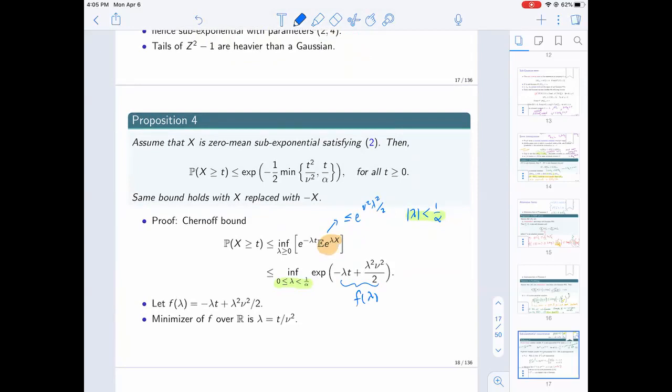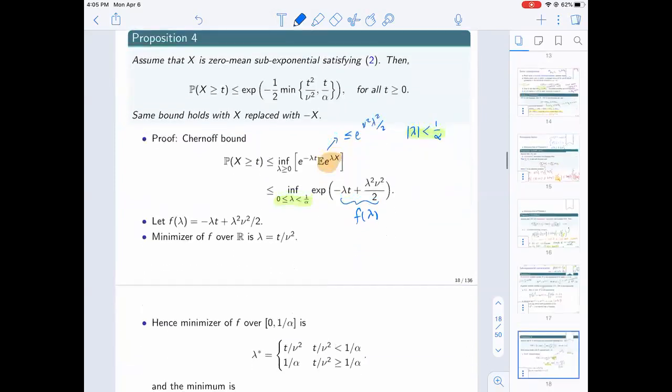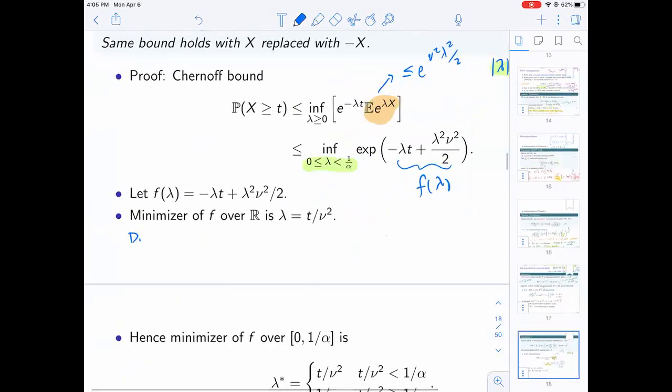Differentiate. Okay, so we can differentiate. I get f prime of lambda equal to zero, which gives me negative t plus two lambda nu squared is zero. You won't get a two here because the two and two will cancel out, the two in the denominator. Nu squared lambda equal to zero. And you want lambda star, not t star. Yes. So lambda star would be t over nu squared, okay?